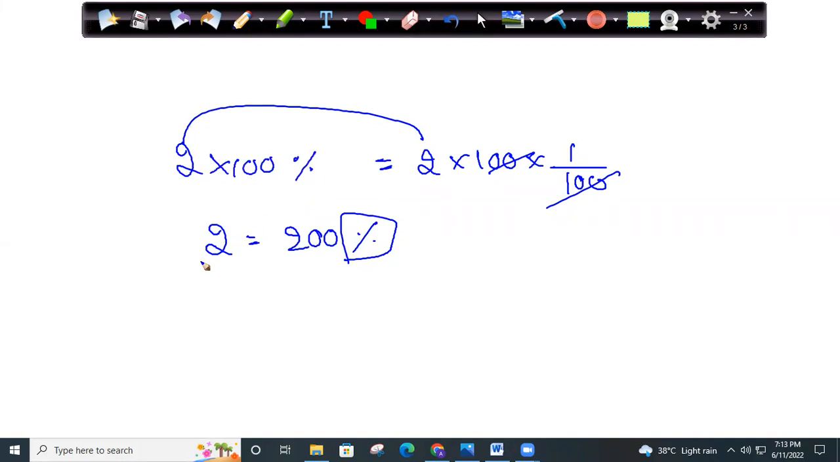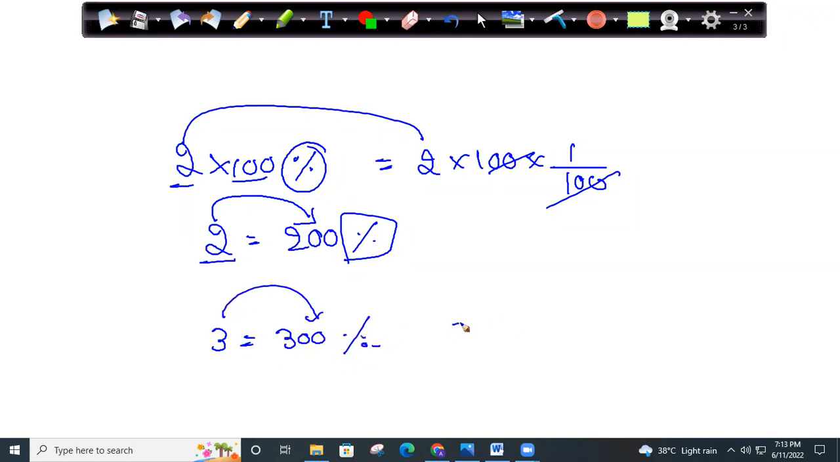So if I want to convert a number to percentage, what should I do? I should multiply with 100 and place percentage sign. If I want to convert number 3 into percentage, what should I do? 300 percentage. 3 into 100 is 300 and place percentage sign. Both are same because percentage is 1 by 100. 300 into 1 by 100, both of them get cancelled. So 3, that is the answer. Okay. Am I clear? Perfect.